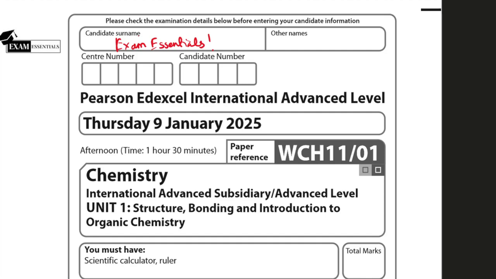Today we are going to discuss Unit 1 of January 2025, and without further ado, let's get started.